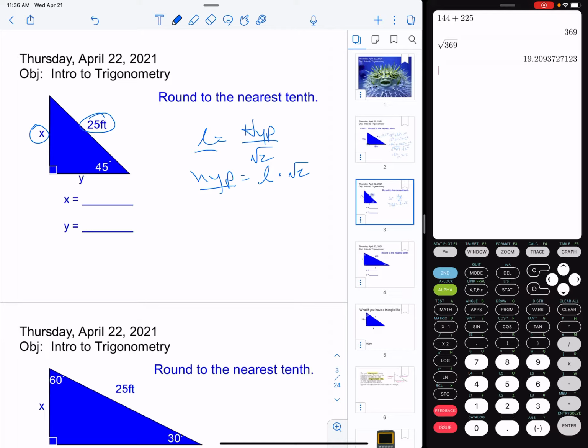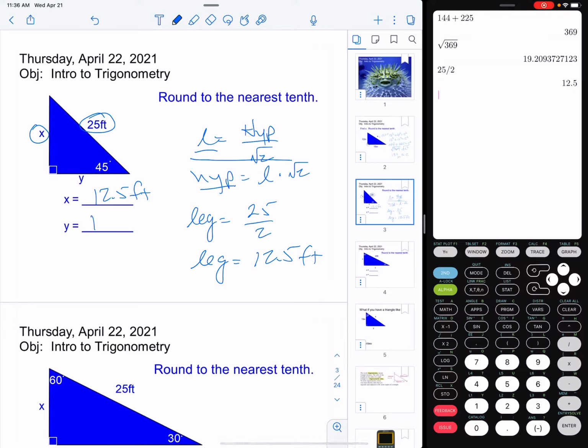So that means I need a leg equals formula. Leg equals the hypotenuse divided by the square root of 2. So we take 25, divide by the square root of 2, and we find out that our leg is equal to 12.5, in this case, feet. So our x value would be 12.5 feet. We know in a 45-45-90 right triangle that the two legs are congruent, so that means that my y is also 12.5 feet.